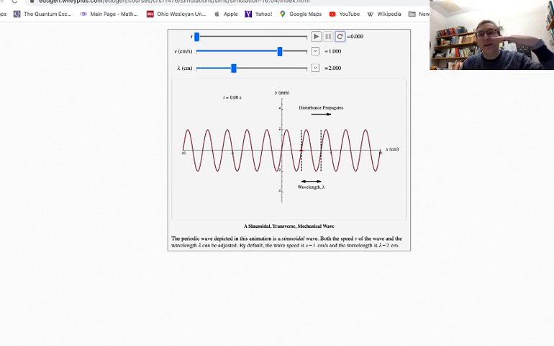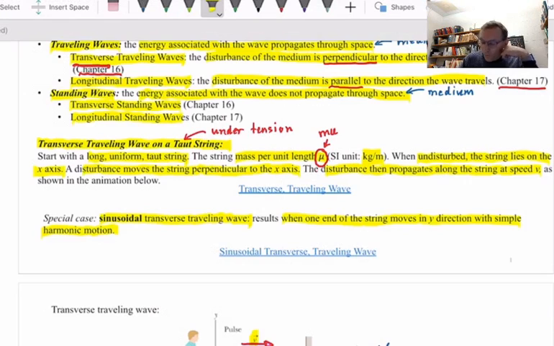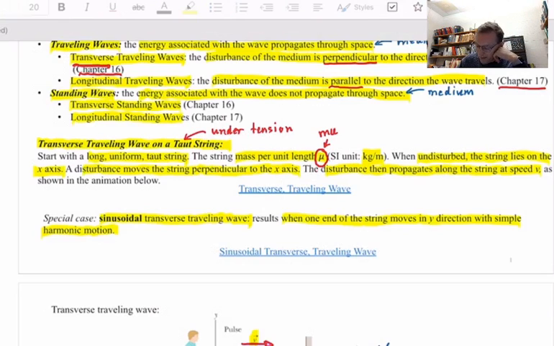Where would the string be on the x-axis if it were at rest? And what's the value of t on the clock? Then I'll tell you how much that piece of string has been disturbed up or down. That's my goal. That's what I want. All right, so how are we going to do that?